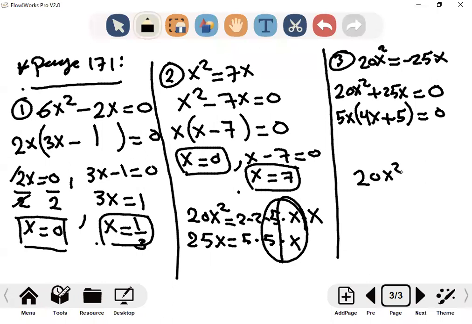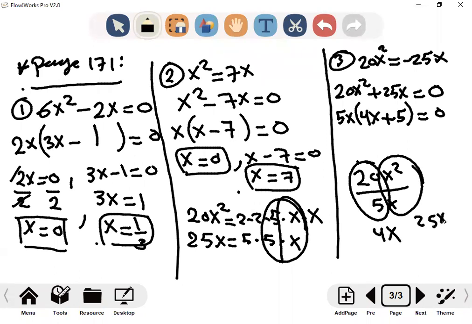20x power 2 divided by 5x. 20 divided by 5, 4. X power 2 divided by x, x, right? Now 25x divided by 5x. 25 divided by 5, 5. X divided by x, 1, which is 5. 5 by 1, 5. Did we understand? Okay, after you divide, you take the two factors.